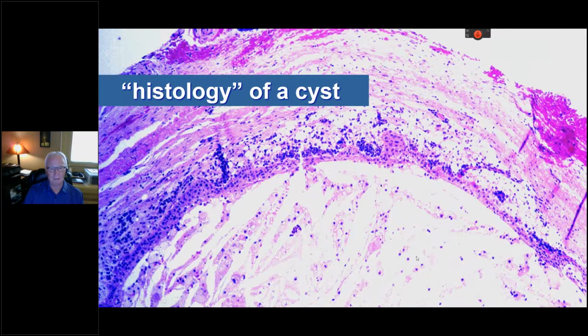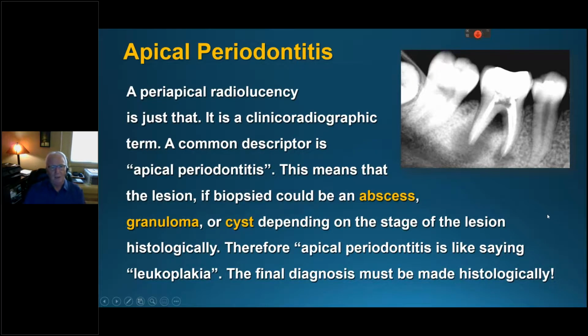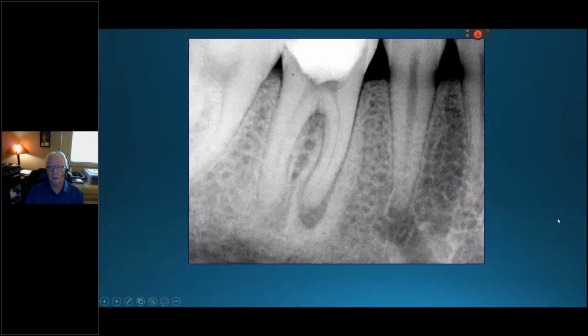Granulation tissue and cholesterol crystals down in this central lumen. You can see some inflammatory cells around the margin. This is a cystic margin. So apical periodontitis is any one of those three lesions. You'd have to see the tissue histologically in order to make a diagnosis.